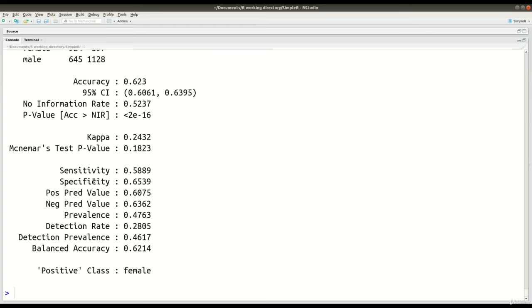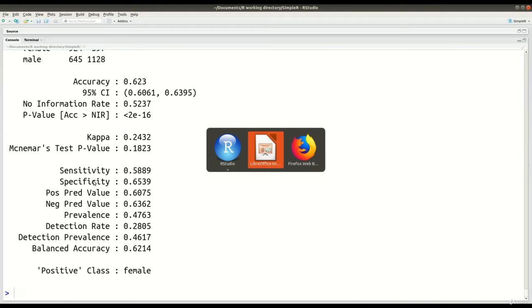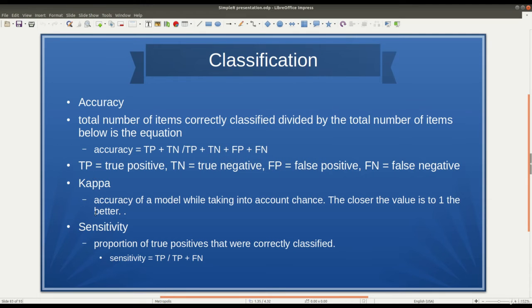Now, sensitivity and specificity, let's take a look at those. Sensitivity is the proportion of true positives that were correctly classified. Here is how you solve for that. You take the true positives divided by the true positives plus the false negatives. And that gives you an idea of sensitivity.